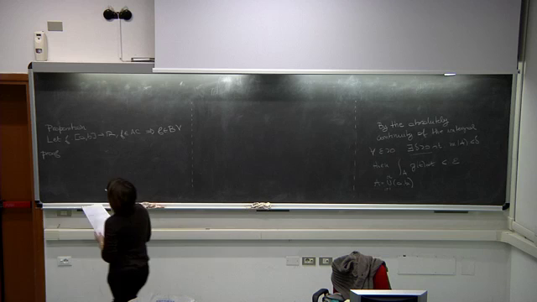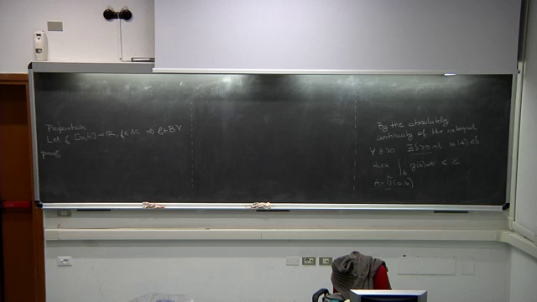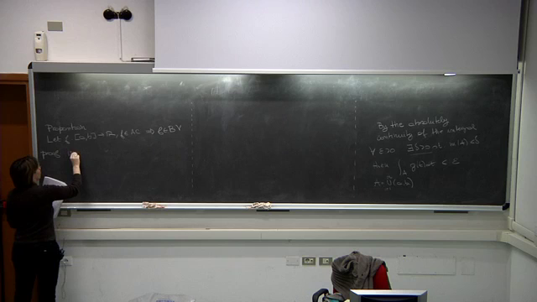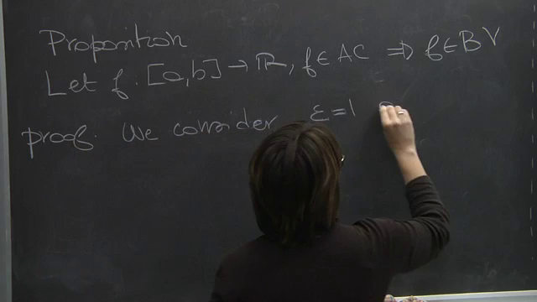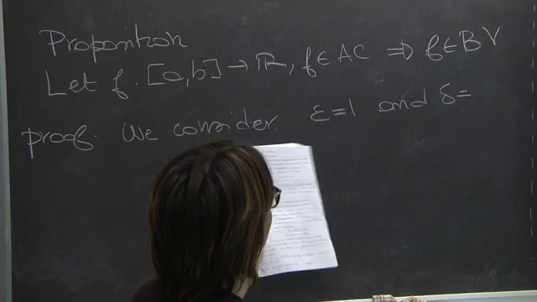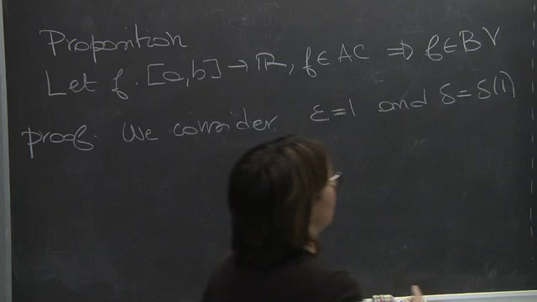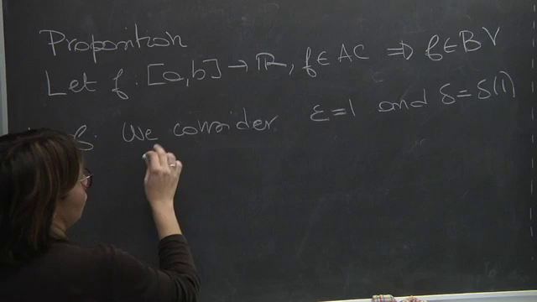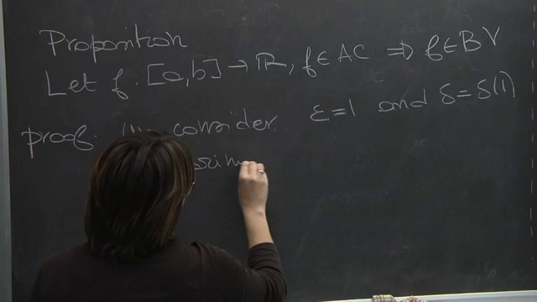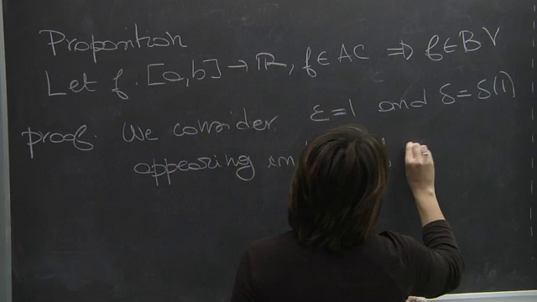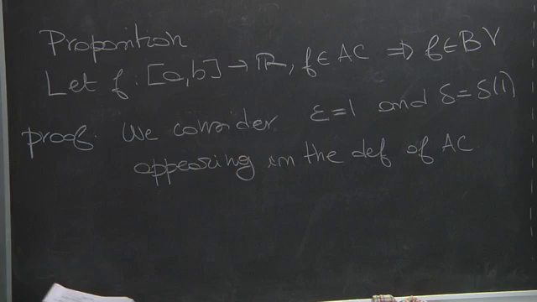Okay, so we start by considering, just to fix the idea, epsilon equal to 1. Of course you can do it for any epsilon. And the delta corresponding to this epsilon, these are the epsilon and delta which appear in the definition of an AC function. Then we want to prove that f is in BV, so how do we proceed?